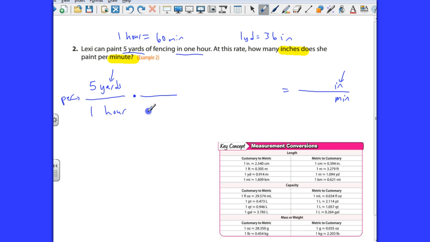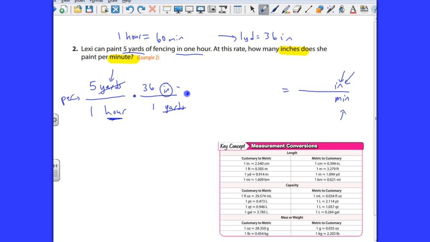Okay, so to get rid of yards, where do I have to write yards? On the top or the bottom? Hopefully you said on the bottom, because that's how it cancels out. So you look to see if you know how many inches are in a yard, and I gave that to you right here. I know that 1 yard is equal to 36 inches. Okay, so look what just happened. The yards cancel out, and you now have inches as your numerator, which is what you want. But right now you have inches per hour. You don't want hours, you want minutes.